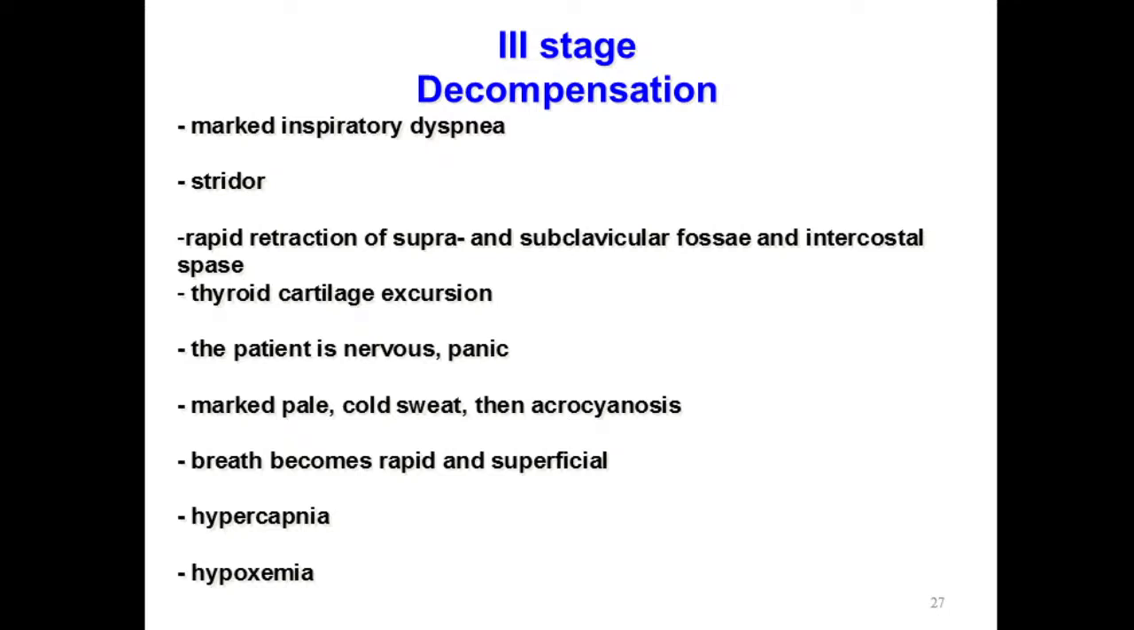The third stage is the stage of decompensation. So this inspiratory dyspnea we can see at rest. Yeah, it's marked inspiratory dyspnea. There may be stridor, retraction of the supra- and subclavicular fossa and intercostal space, and thyroid cartilage excursion. The patient is nervous, panicking, markedly pale, with cold sweat, acrocyanosis, breathing becomes rapid and superficial, hypercapnia, hypoxemia.